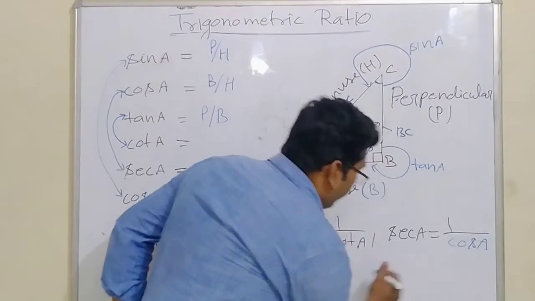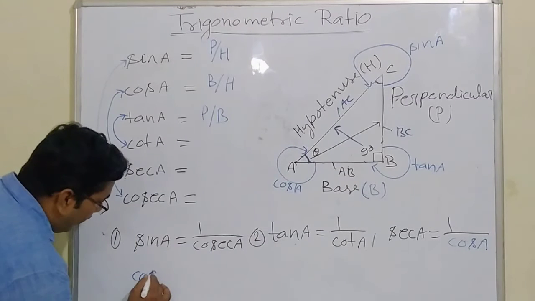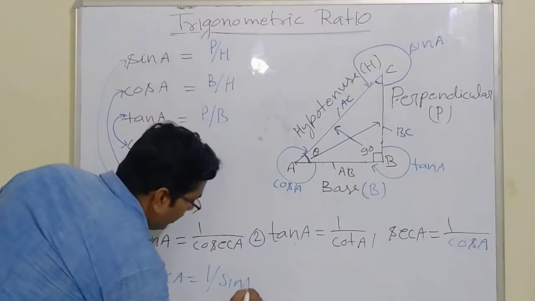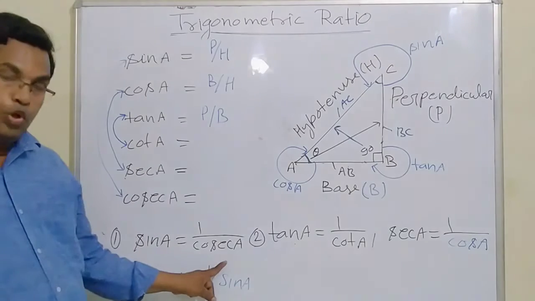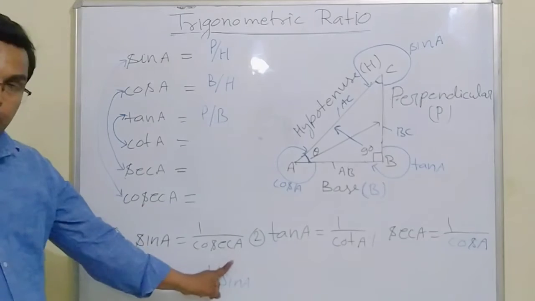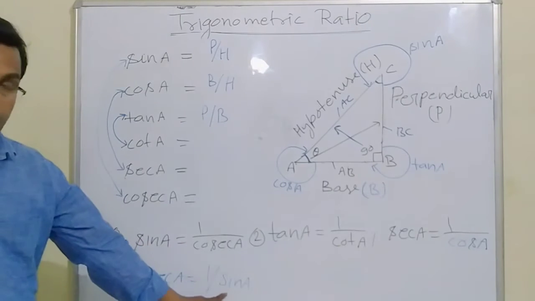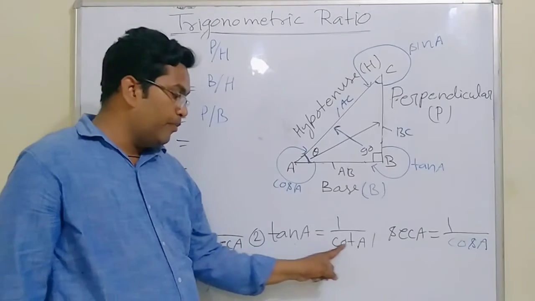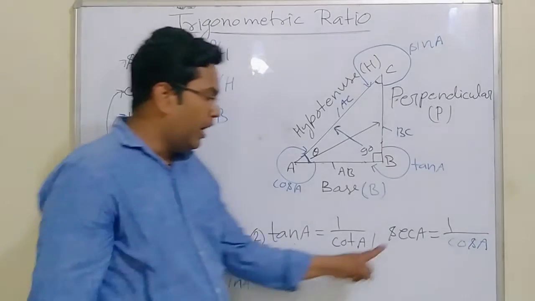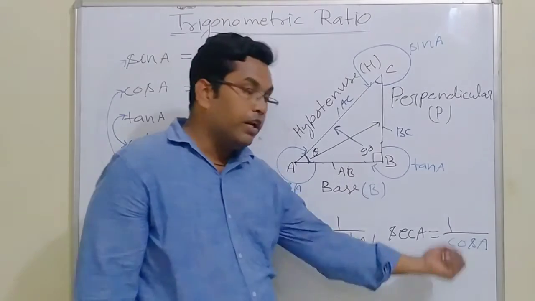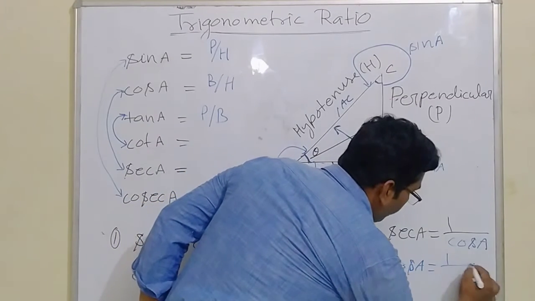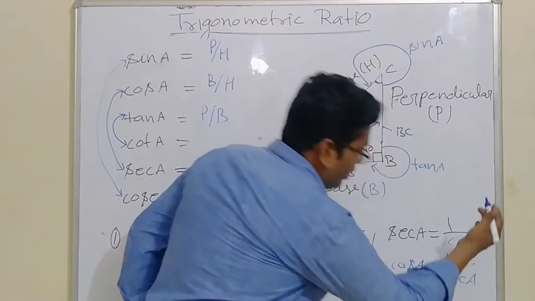And also we can write cosec A is equal to 1 upon sin A. Similarly, sin A is the reverse of cosec A and cosec A is the reverse of sin A. So, sin A is equal to 1 upon cosec A and cosec A is equal to 1 upon sin A. Similarly, tan A is equal to 1 upon cot A and cot A is equal to 1 upon tan A. And sec A is equal to 1 upon cos A and cos A is equal to 1 upon sec A. Simple.